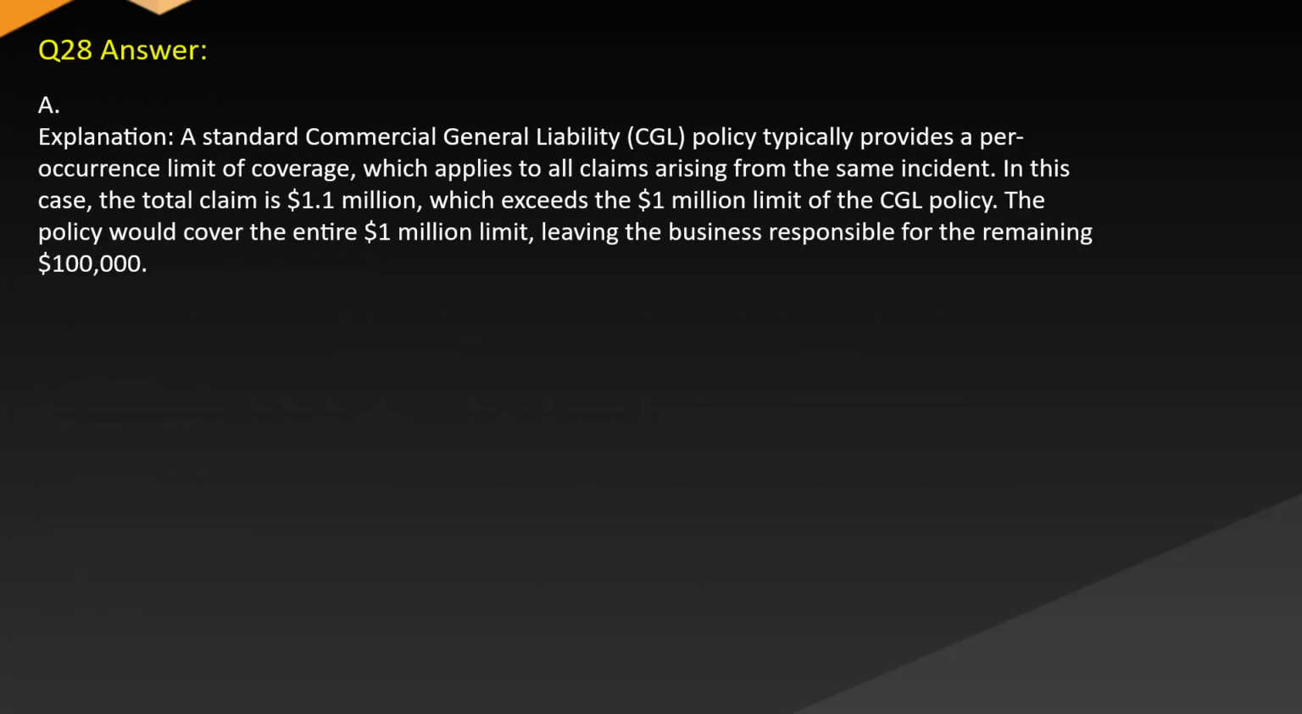Answer and explanation: A standard commercial general liability (CGL) policy typically provides a per-occurrence limit of coverage which applies to all claims arising from the same incident. In this case, the total claim is $1.1 million, which exceeds the $1 million limit of the CGL policy. The policy would cover the entire $1 million limit, leaving the business responsible for the remaining $100,000.